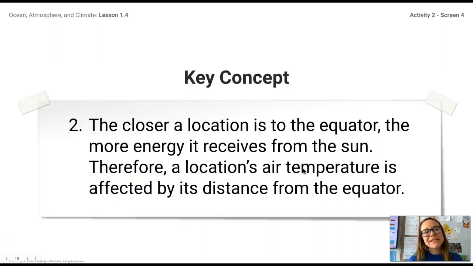Remember that our key concept says the closer a location is to the equator, the more energy it receives from the sun. Therefore, a location's air temperature is affected by its distance from the equator.